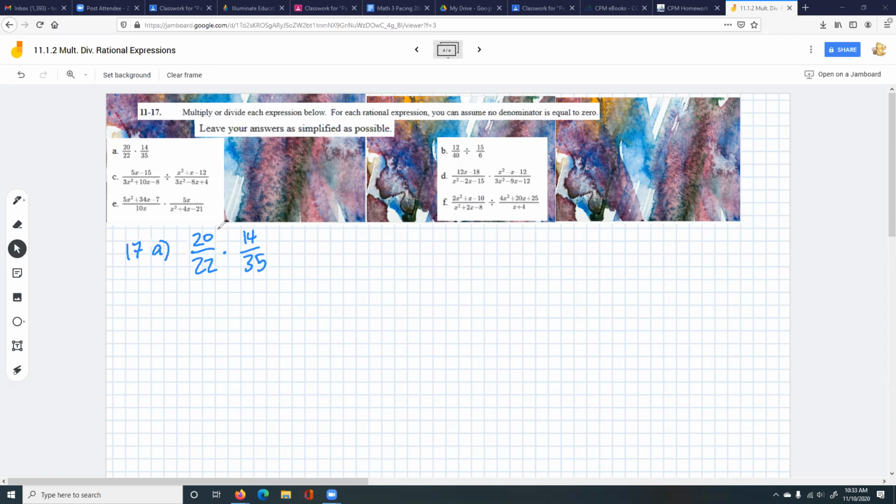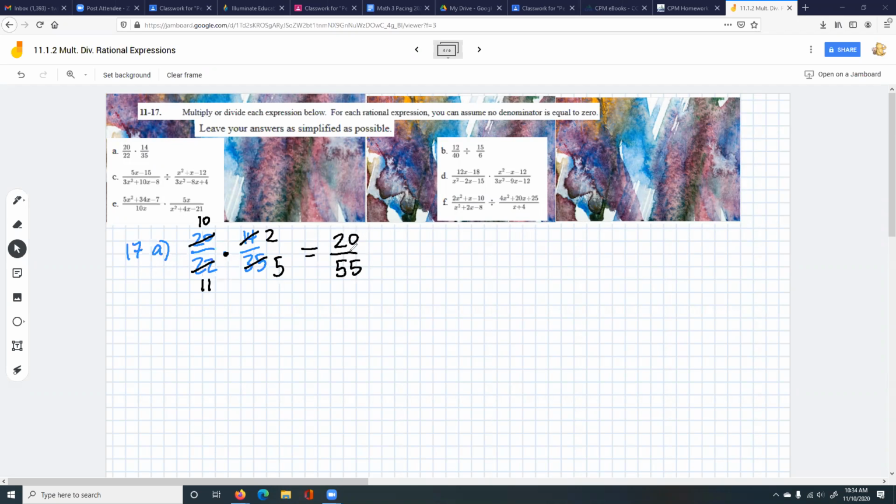Well, I'm like, hey, this can be reduced. 2 goes into 20, 10 times. 2 goes into 22, 11 times. So that can be reduced to 10/11ths. And I'm looking at this and saying, hey, 7 goes into both of these. 7 goes into that twice, and 7 goes into that 5 times. So now we just multiply straight across. 10 times 2 is 20. 11 times 5 is 55.